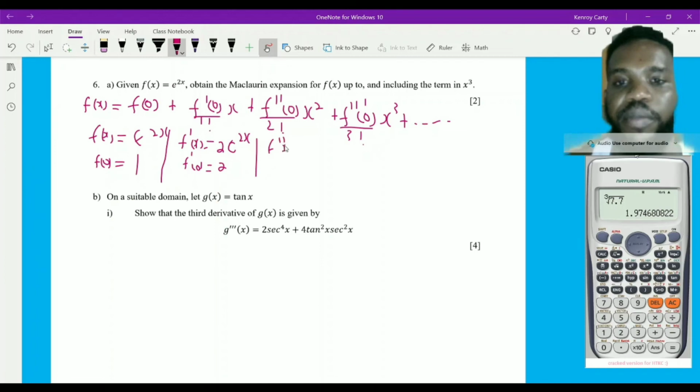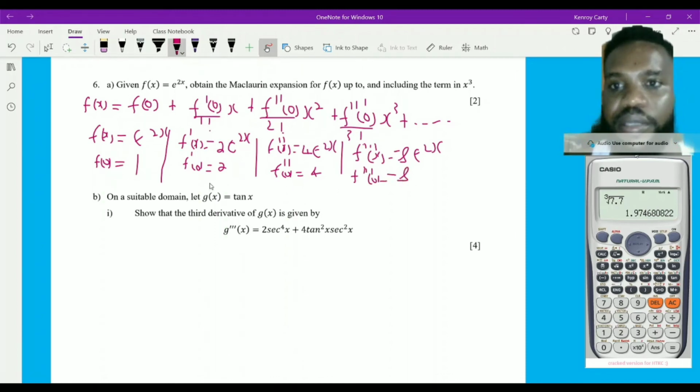Alright, f double prime of x. So you're going to differentiate 2e to the 2x. The 2 comes to the front, so you have 4e to the 2x. So you should see the pattern by now. F double prime of 0 is equal to 4. And then you're going to have f triple prime of x. So it's going to give me 8e to the 2x. F triple prime of 0 would just be 8. Alright, so you see what's happening.